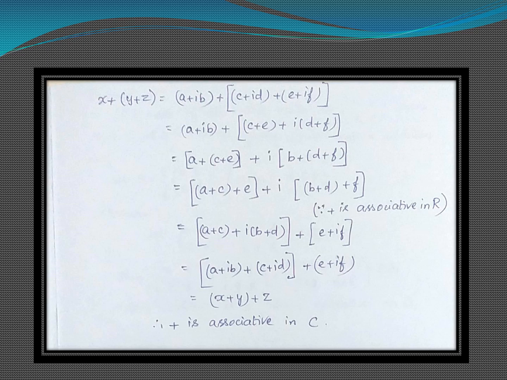Since usual addition is associative in R, then a plus c plus e plus i into b plus d plus f is equal to a plus c plus i into b plus d plus e plus if, equal to a plus ib plus c plus id plus e plus if, which is equal to x plus y plus z. Therefore, plus is associative in C.